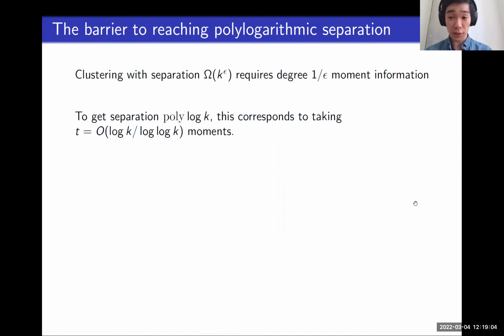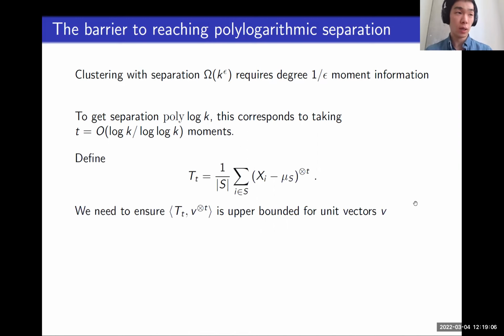This presents difficulties for a variety of reasons. The condition I wrote on the previous slide, of moments matching those of a standard Gaussian along every direction, is really saying that if I write down the t-th moment tensor, the inner product of this tensor with any unit vector to the t is upper bounded. This is like an upper bound on the injective norm of this tensor.